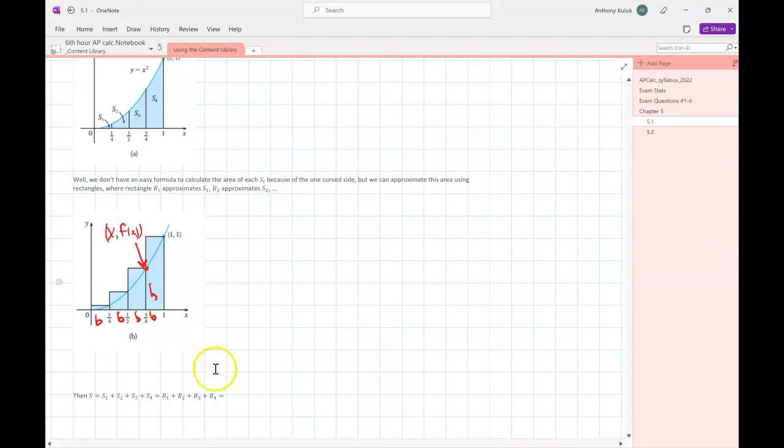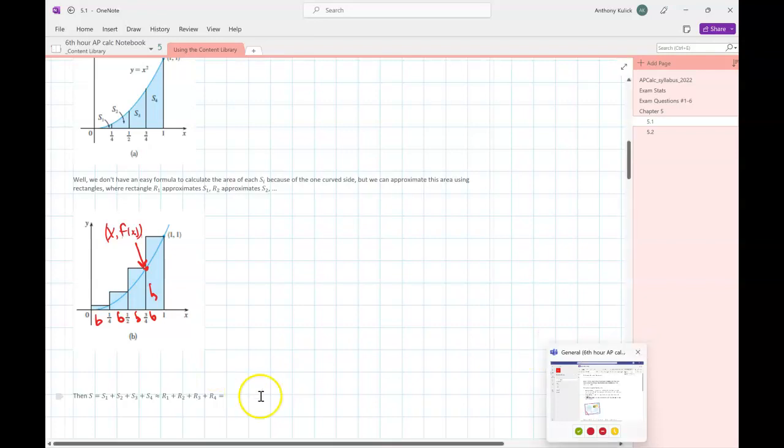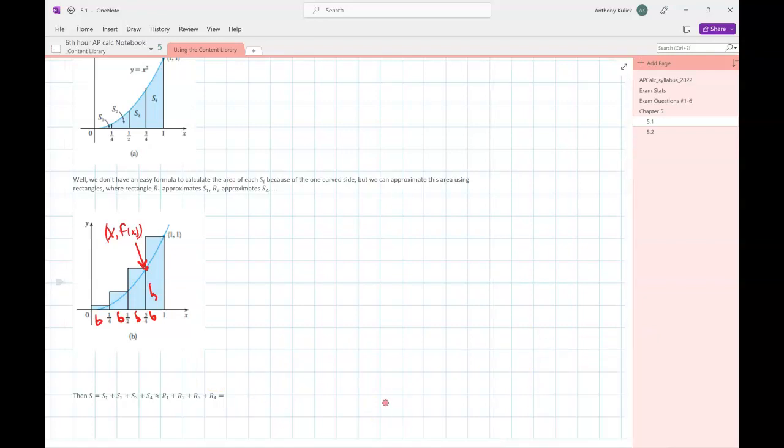So if I wanted to do this for the figure that I have here, the area for this first rectangle would be base times the height, which would be 1/4 times f of 1/4. So f of 1/4 is my height. What's my function again that I'm using? X squared. So that's just going to be 1/4 squared is my height. Everybody's okay with that?